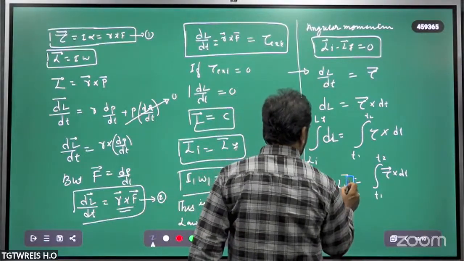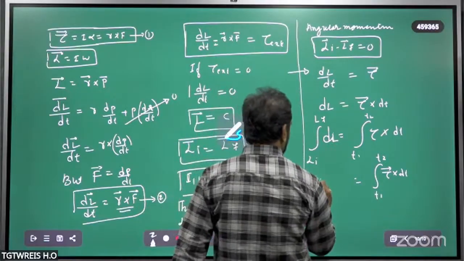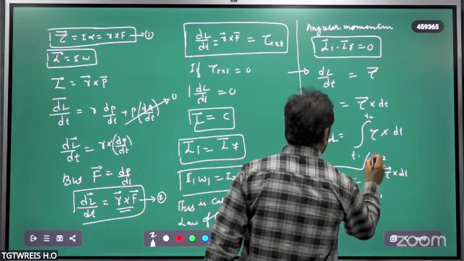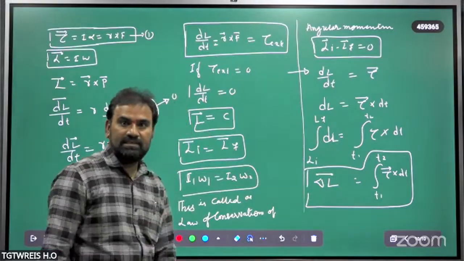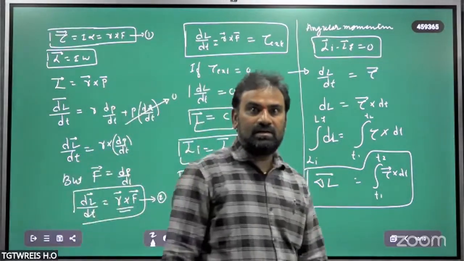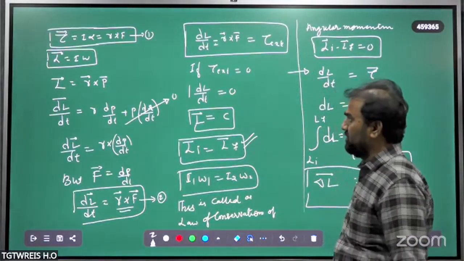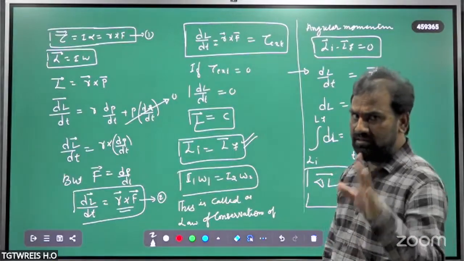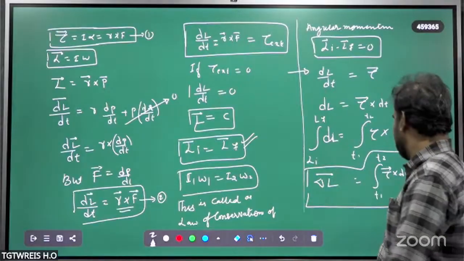This is the angular impulse that I am writing. Delta L is equal to the integral from t1 to t2 of tau dt. Is it clear? Both are important here. The law of conservation of angular momentum is very, very important for JEE Mains, Advanced and NEET also. It is based on this concept, so let us see the problems.